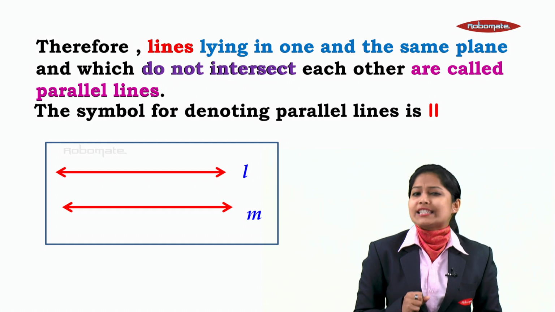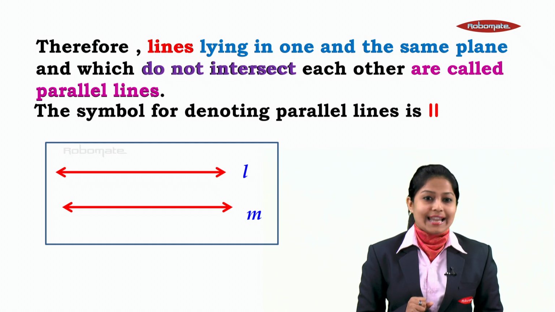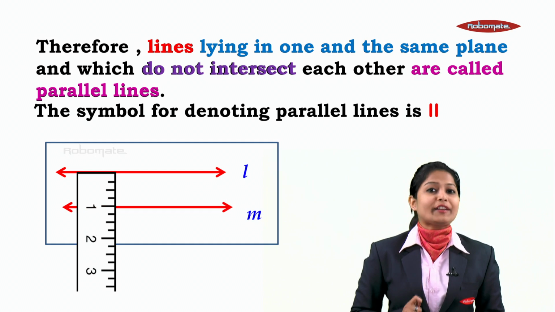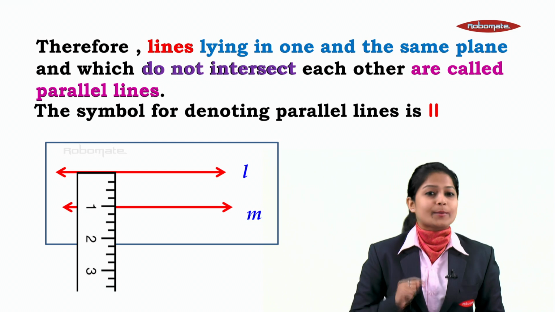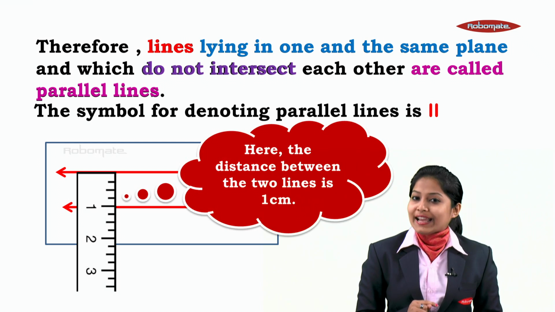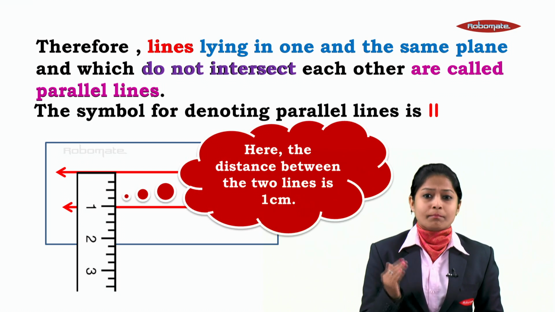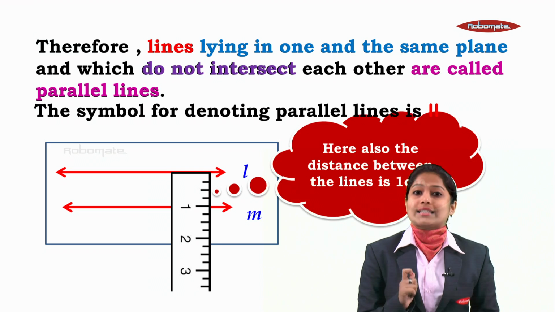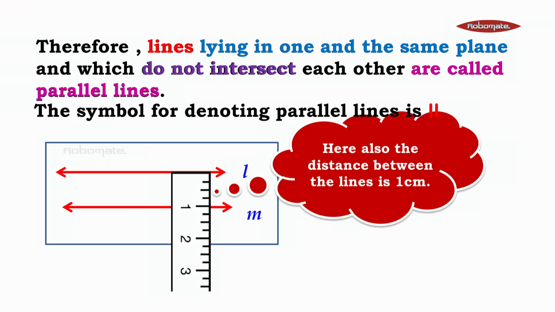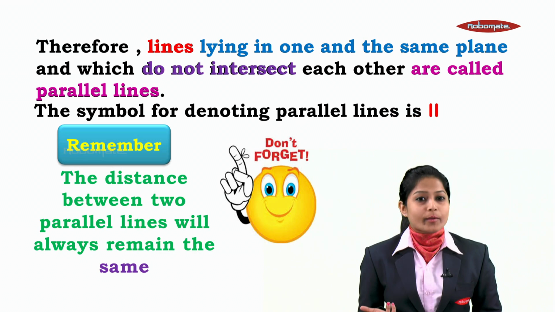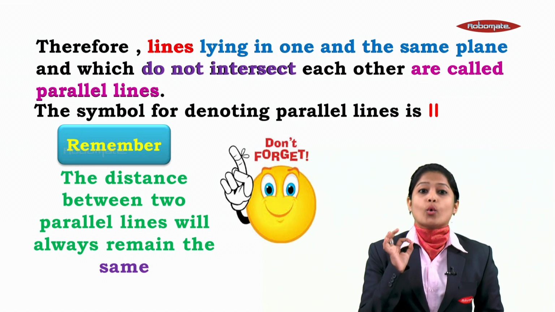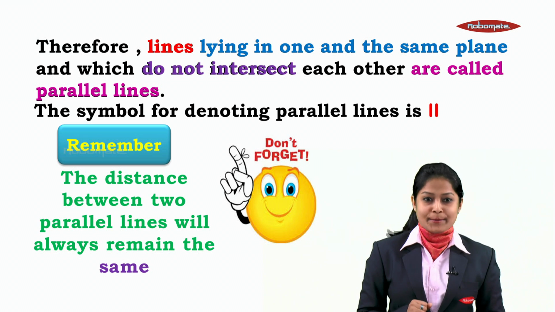Let us measure the distance between line L and line M. Taking a ruler, we find out that the distance between line L and line M is 1 centimeter. Again, let us measure but at a different position. And again, we find out that the distance is 1 centimeter. So, what can we conclude from this? The distance between two parallel lines will always remain the same.